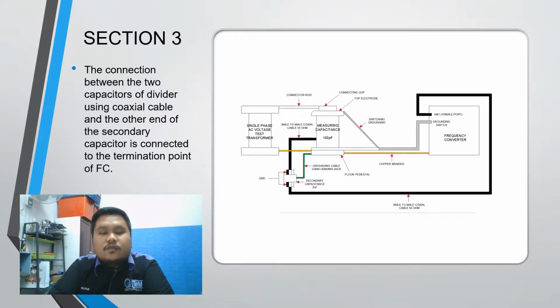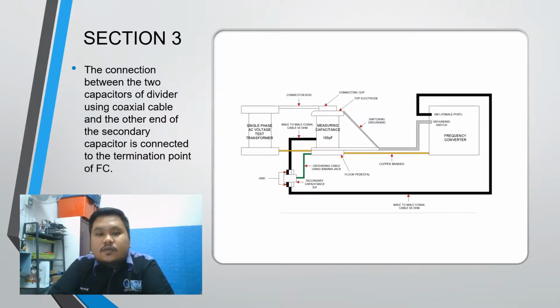Now I would like to continue the presentation with the question in section 3. In this section 3, I would like to explain the connection between the 2 capacitors of the divider using coaxial cable, and the other end of the secondary capacitor is connected to the termination point of the frequency converter.